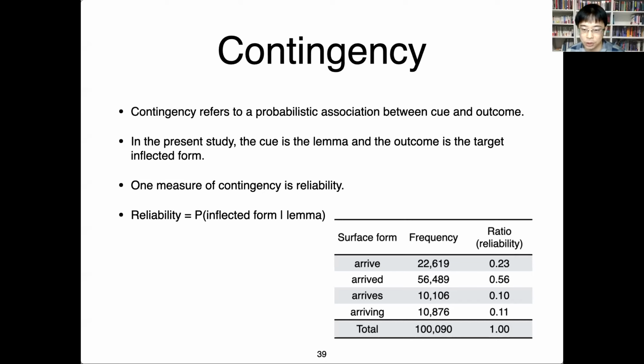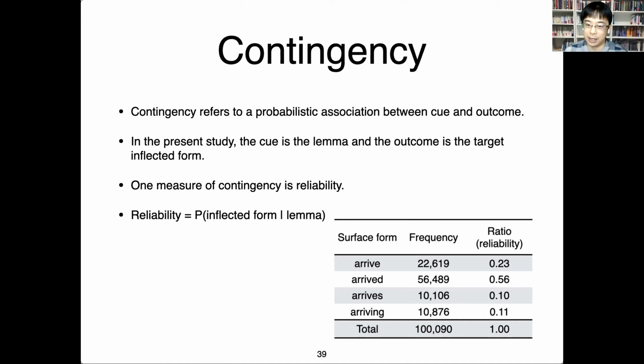And the rightmost column shows the ratio of each form. We can see that the form arrived occupies 56% of all the occurrences of the lemma arrive, which means that whenever people use the lemma arrive, the lemma arrive is likely to be associated with the past tense form arrived more strongly than with, say, the third person S form arrives, because arrived is more frequently used when the lemma arrive is used.